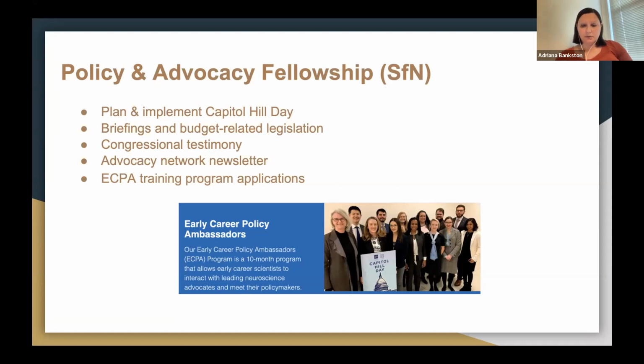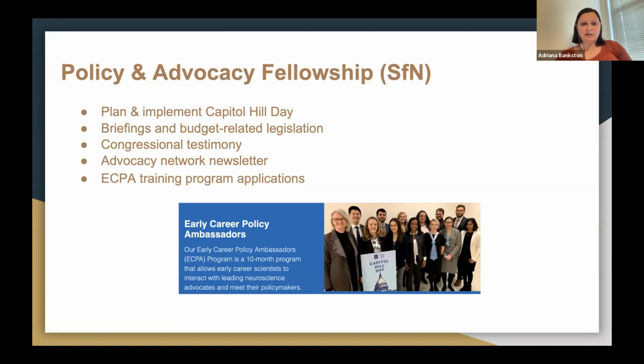They pick 10 to 12 students to come to DC. They do training, they do advocacy during the year. And this was actually nice because I got to review applications for the program. That was a good crosstalk between my interest in training and policy and really helping students transition and come to DC to be part of the Hill Day that I was organizing.